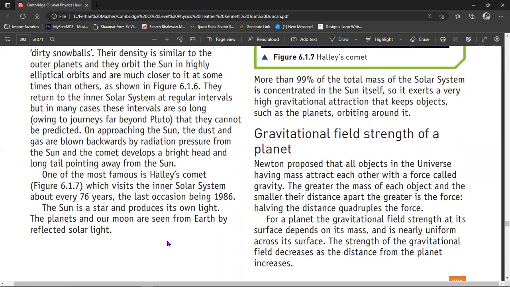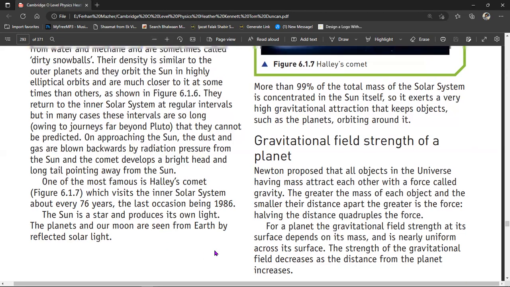On approaching the sun, the dust and gas are blown backwards by radiation pressure from the sun, and the comet develops a bright head and long tail pointing away from the sun. One of the most famous is Halley's Comet, which visits the inner solar system about every 76 years, the last occasion being 1986. The sun is a star and produces its own light. The planets and our moon are seen from Earth by reflected solar light.